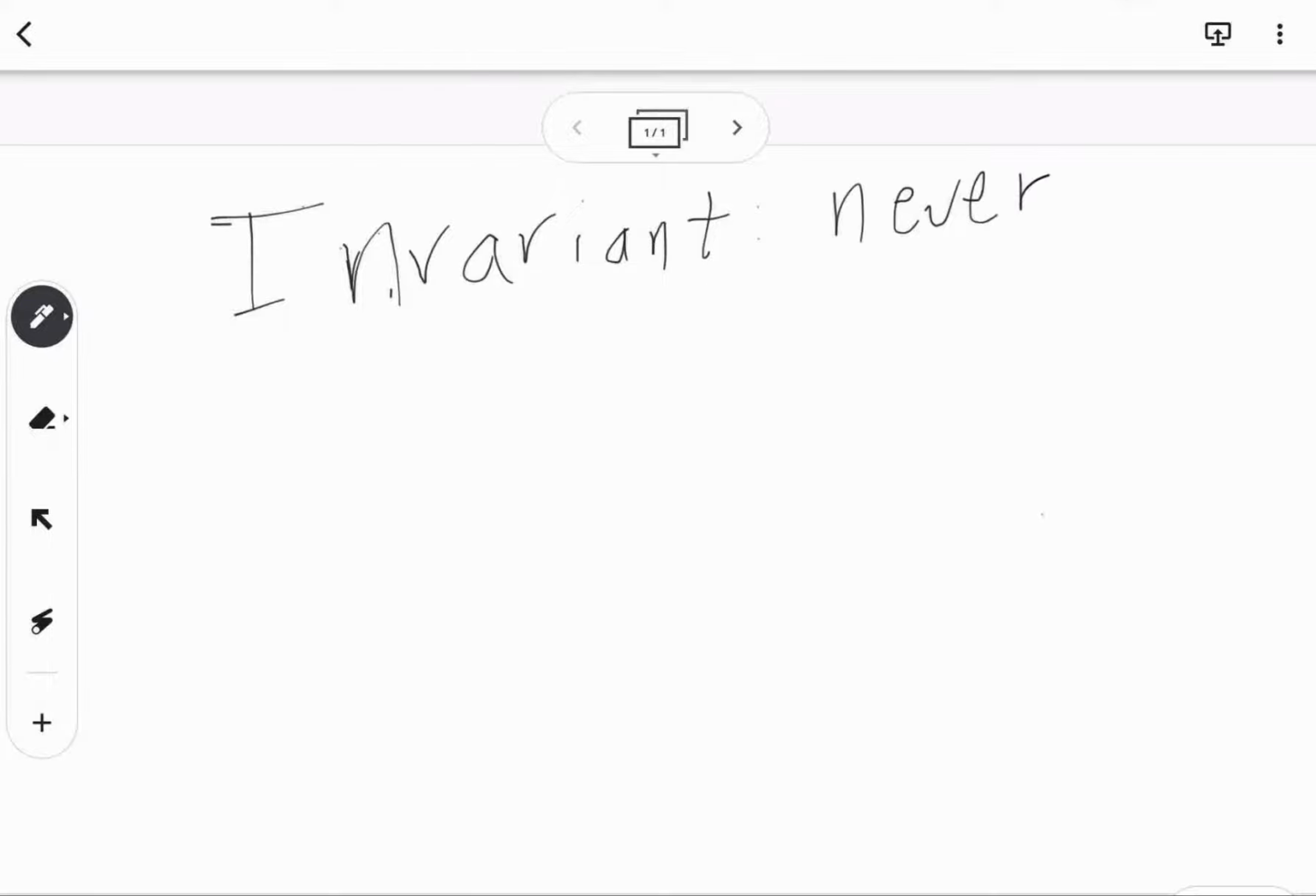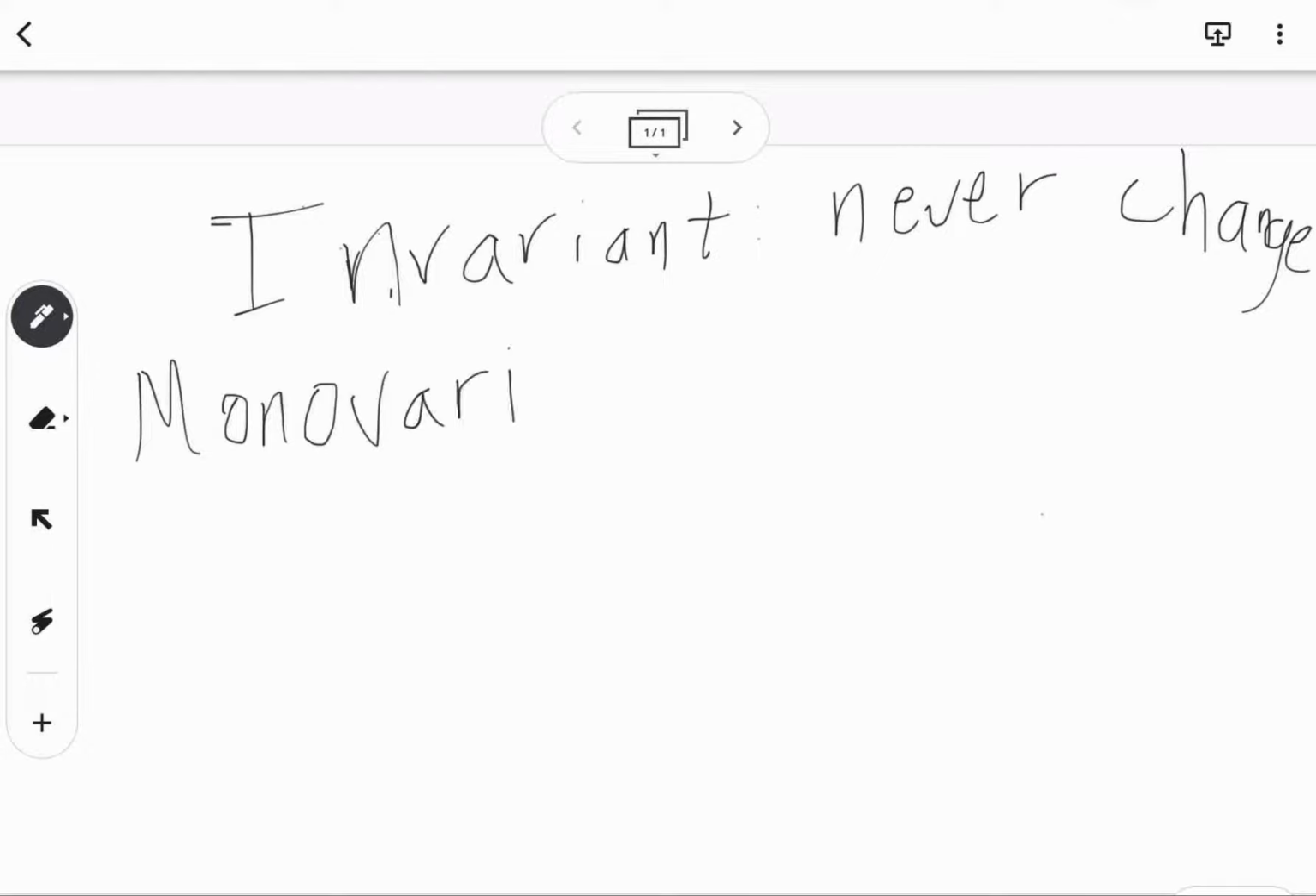And usually this is in some kind of process. And a monovariant changes in a very specific way. So oftentimes what you want to do is find some type of pattern, like something that does not change, or something that always changes in a very specific way.